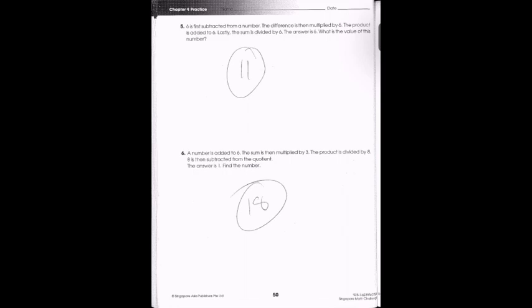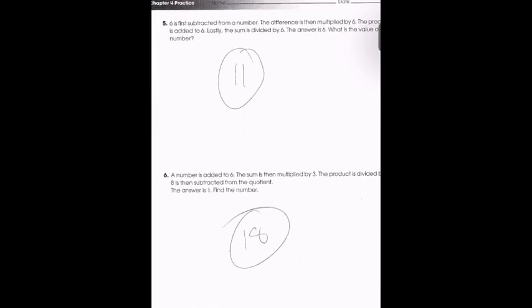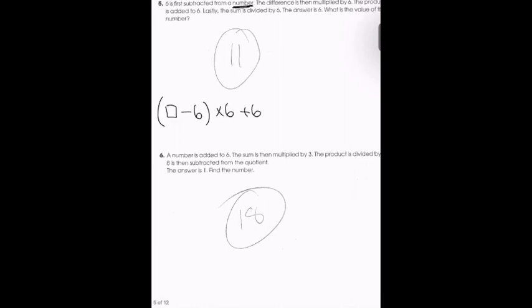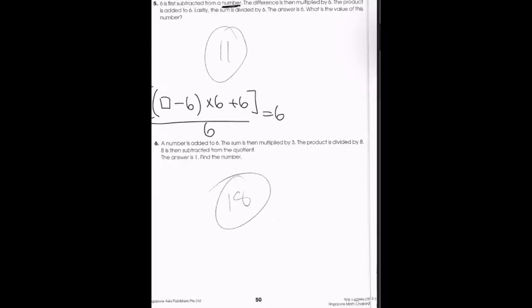And so it says 6 is first subtracted from a number, so that number is going to be our missing number. You first subtract 6, and then the difference is then multiplied by 6, so we're multiplying the entire difference, so we need to place parentheses. The product is added to 6. Now that is going to be our sum, and lastly the sum is divided by 6. So we also need to place a parentheses and then divide by 6, and the answer is 6.